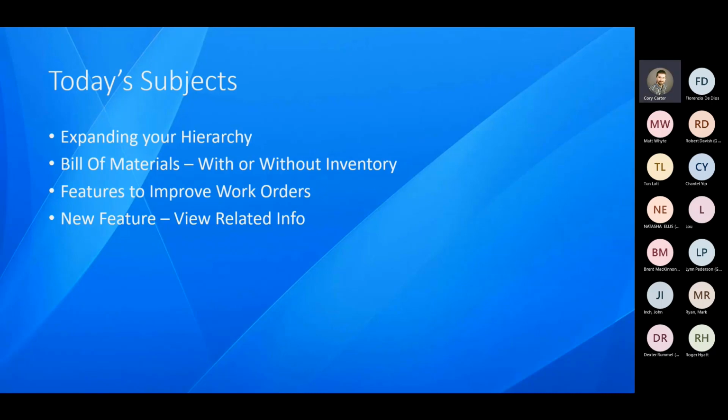The subjects we're going to cover today: we're going to talk about expanding your asset hierarchy. So we'll talk about a couple of different types of hierarchies you can set up, a couple of different ways you can set them up, and some ways you can keep them neat and easily searchable. Next, we're going to talk about the bill of materials function.